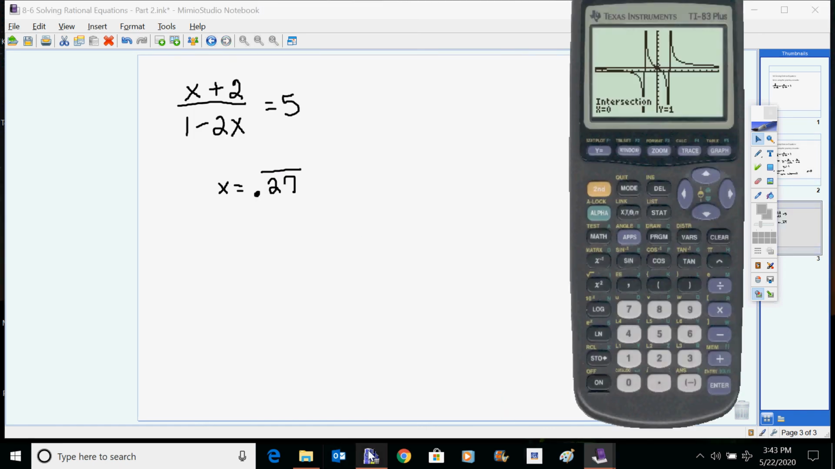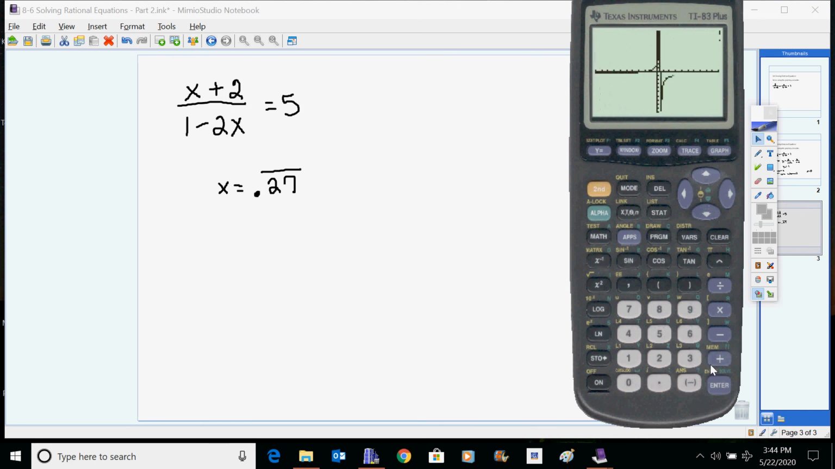We're going to put our equations in. Y equals, I want to clear this one out. I want to clear this one out. Make sure that the plots are off. I want to use my parentheses correctly, so I'll do parentheses x plus 2 divided by parentheses 1 minus 2x, and then that equals 5. Go back to our old friend Zoom 6.